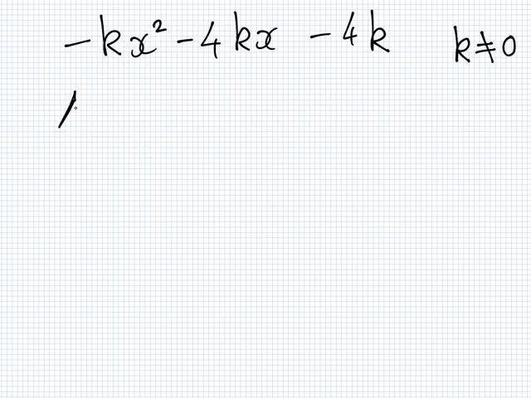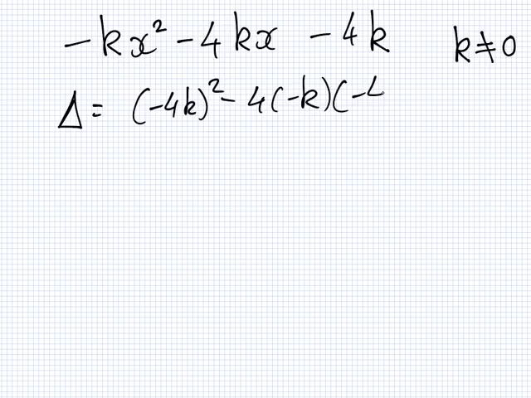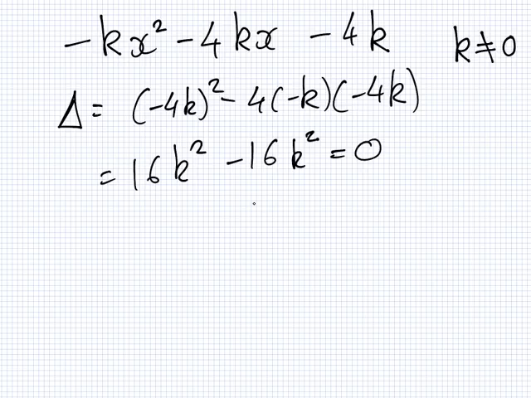So let's see what we have. Discriminant is b squared minus 4ac. That's 16k squared minus 16k squared, which is 0. So this means it has one real root. Okay, I'll do another one like this.